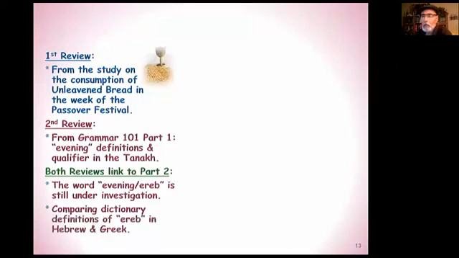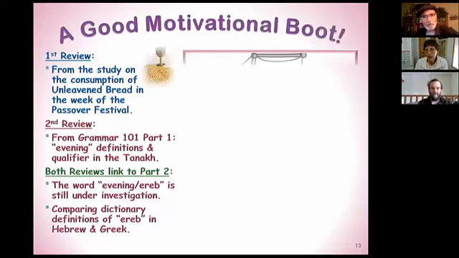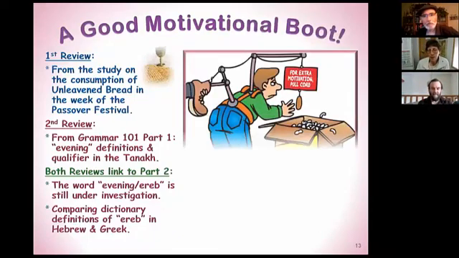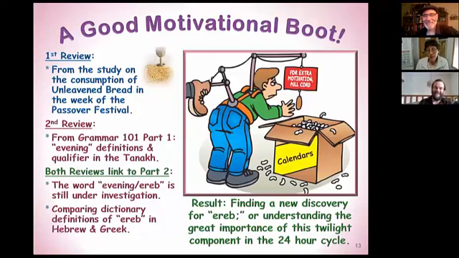And after we've done that review, then we're ready to go into the second part of our study today with the word evening, Aibv, because that is the word that is still under investigation. And like I said before, this is the word that has to be understood in every single calendar study. We are going to compare some dictionary definitions of Aibv in Hebrew and in Greek. And sometimes we need a really good motivational boot when it comes to studying calendar, because it is really controversial and it is tricky.